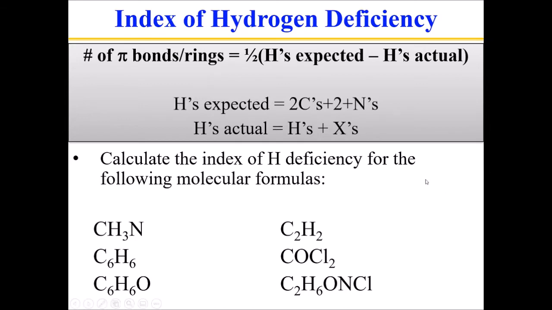Now we can come back and think about this equation one more time. The index of hydrogen deficiency, which is the same as the number of pi bonds or rings in your system, is equal to the hydrogens expected minus the hydrogens actual, divided by 2, or multiplied by 1/2. Mathematically, that's the same thing. And I went through and tried to explain how the number of hydrogens that you expect is 2 times the number of carbons plus 2 plus any nitrogens you have in your compound. That is how you figure out the hydrogens expected. And the hydrogens actual are just the hydrogens that you see in your formula plus any halogens that you see. So that's a full introduction to this equation.